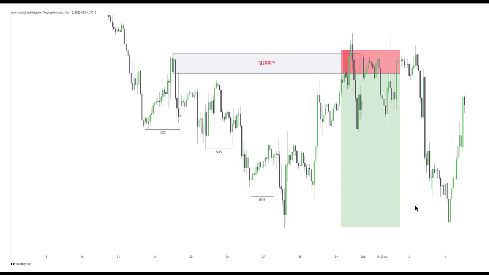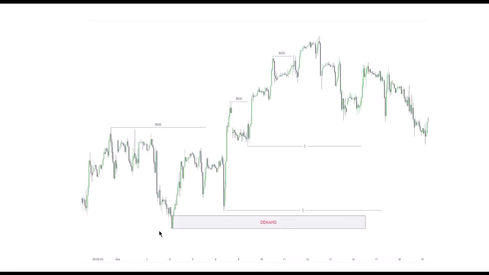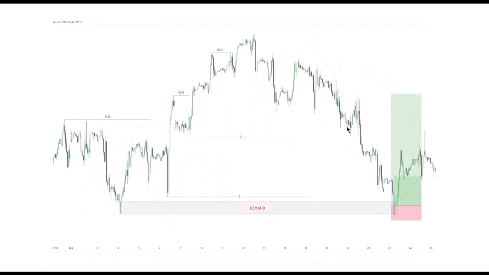But there's a catch. Why does this thing happen? Let's check. You have another one. You have a demand, and you have inducement. You have another inducement. You have a bunch of break of structures, and like the way you were taught, which is very popular these days, you expect price to take out this inducement and come to trade on the demand, respecting that other block before actually buying. But let's see what happened.